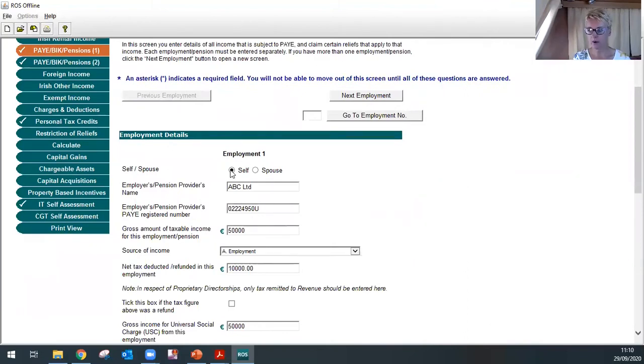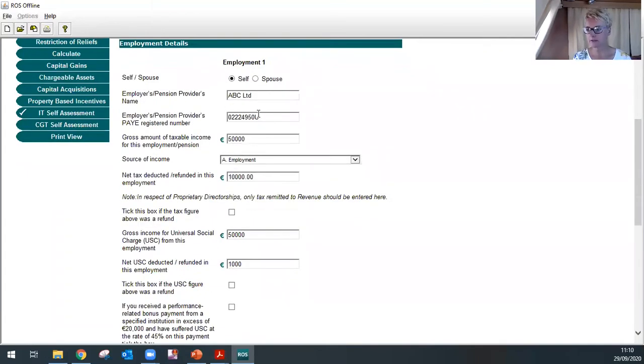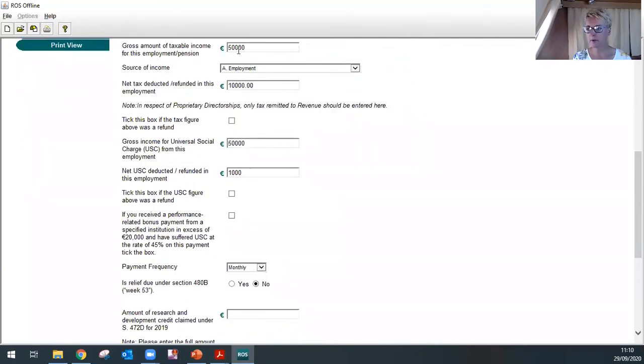So we are ticking the box that it is for self, for John, who is the main assessable spouse, the details of his employer, gross income from the employment. These figures will be already in the system because last year the revenue, there is an automated system to report on all the payroll. So you just need to validate the figures with your pay slips, with whatever documentation you have from your employer. These will be entered automatically in the system.